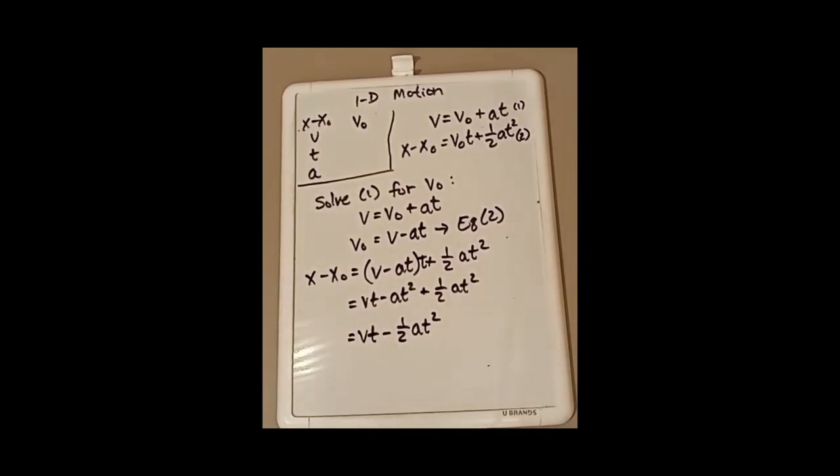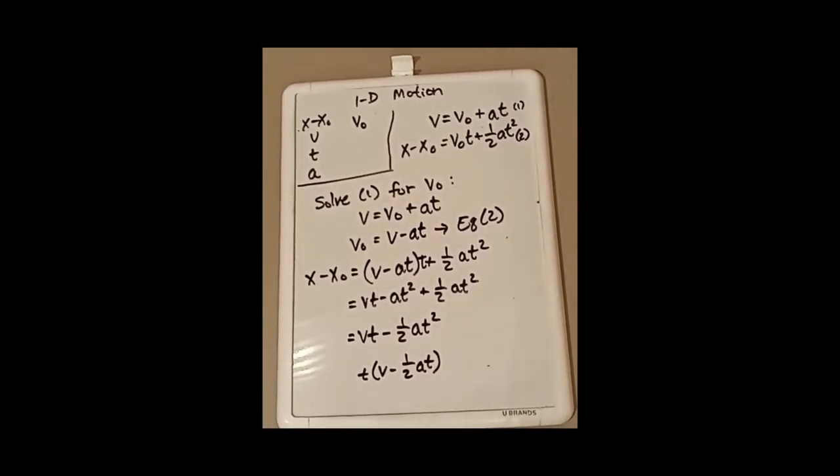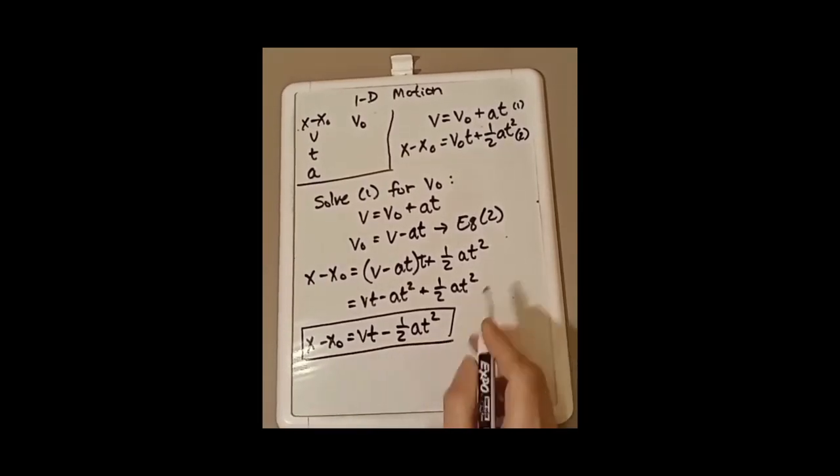And again, at this point, if you wanted to, you can take that t out. You could write it as t times v minus 1/2 at. But again, it's just a notation thing. It is easier later on when you start solving the problems to just leave it written as vt minus 1/2 at squared. Just leave the t's in there. So that is our x minus x naught. So that is our last equation. That would be equation 5.